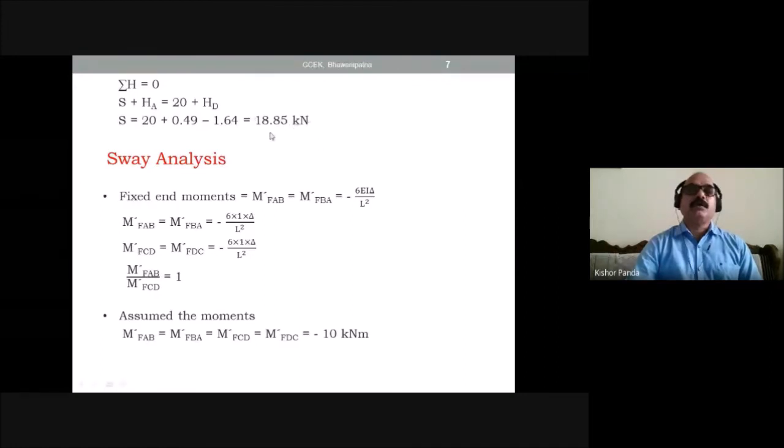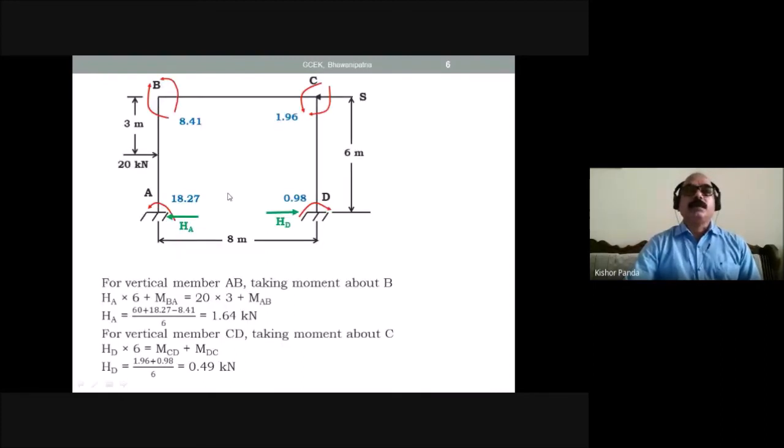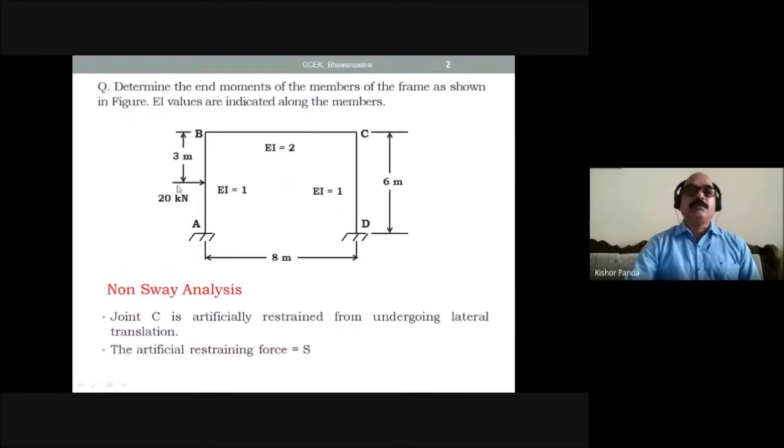So here you got this from the non-sway analysis. This is the restraining force you have to apply so that sway in the frame does not take place. Then you have to go for the sway analysis, and you have to find out S dash. For sway analysis, what do you have to do? Due to this load, what sway takes place? Let us take the sway amount as delta. This is the distortion of the frame, and the sway amount is delta at B and C.